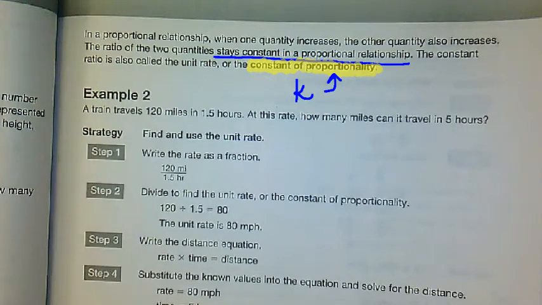So a train travels 120 miles in 1.5 hours. So remember, "in" is the same thing as "per," okay? So this is going to be the numerator, this is going to be in the denominator. You should always think that way. Remember, time is always in the denominator.